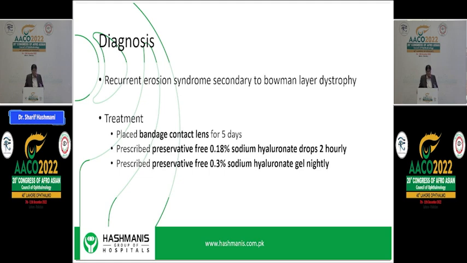So the purpose, again, highlighting: don't take patients lightly. Take them very seriously, and whatever they say, think in terms of there being something wrong in the eye, and look for it. Thank you very much.